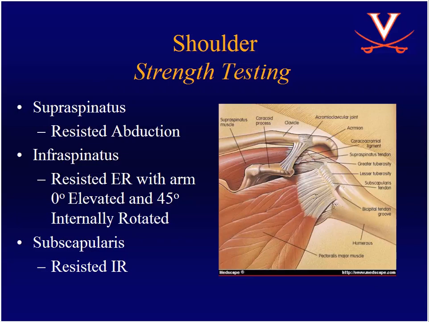or on subscapularis, the thing that's asked the most on test questions, is the so-called lift-off sign with the arm behind the back and the hand kept away from the buttocks with resistance. And that is a classic test for subscapularis weakness.